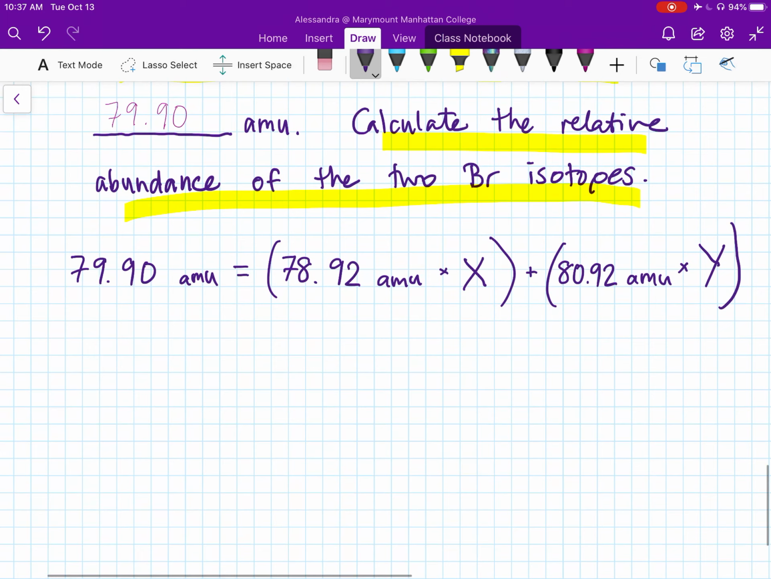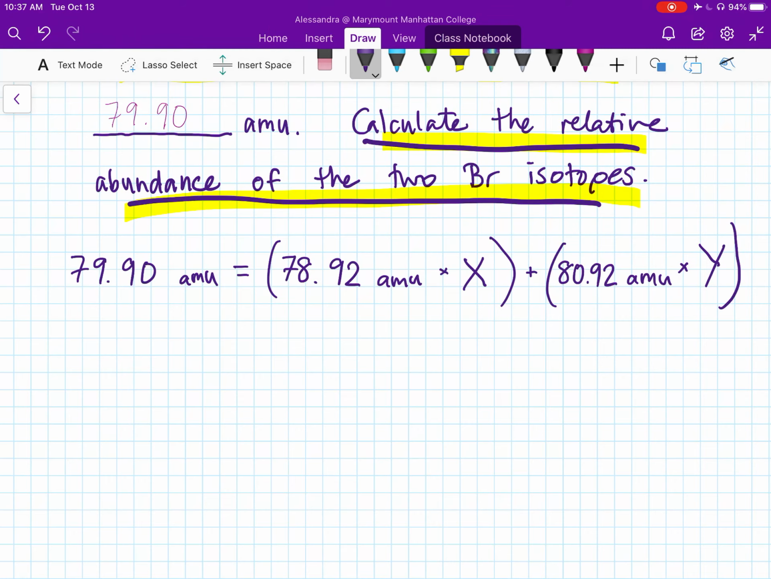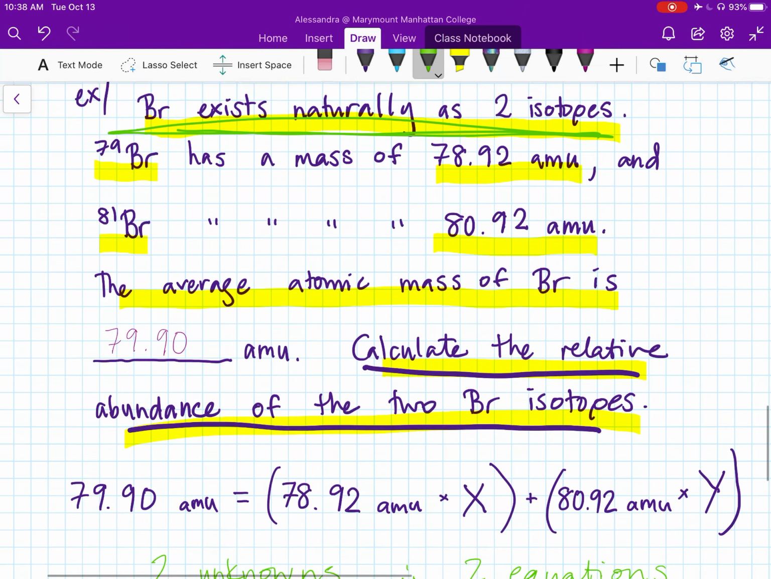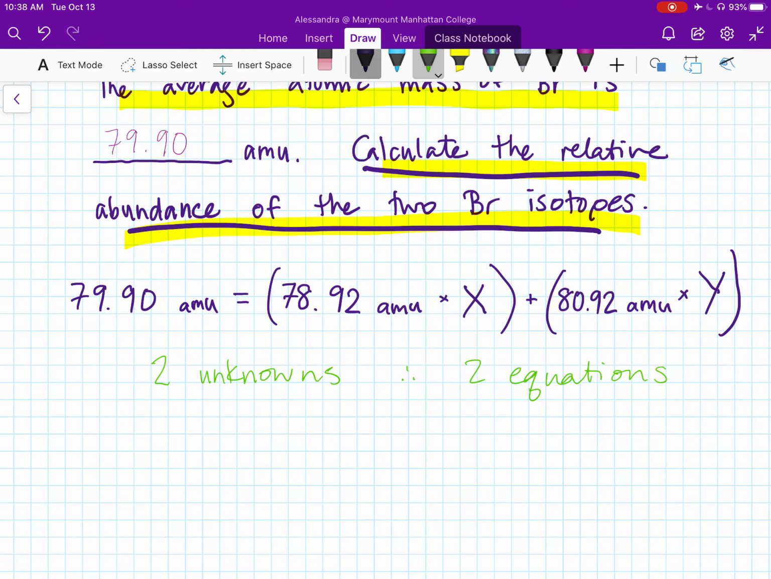So I have two unknowns here, X and Y, that I need to calculate because I need to figure out the relative abundance of each of those bromine isotopes. Uh-oh, two unknowns means that I need two equations, right? I can't solve it unless I have two equations. So what else do we know about X and Y? Is there any other quantitative relationship that I can figure out for them? Well, I know that bromine exists naturally just as those two isotopes. So those two relative abundances need to add up to 100%, right? Another way of saying that is that X and Y as decimals would need to add up to 1.